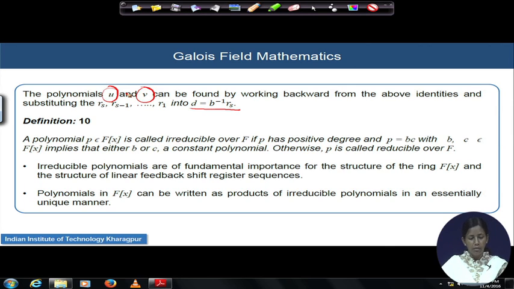Next definition: a polynomial p will be irreducible under what situation? It will be irreducible if p has a positive degree, and p cannot be written in terms of b and c, where b and c are both constant polynomials. We remember that a constant polynomial means the degree of those polynomials is less than or equal to 0, and we will go back and revisit and check.